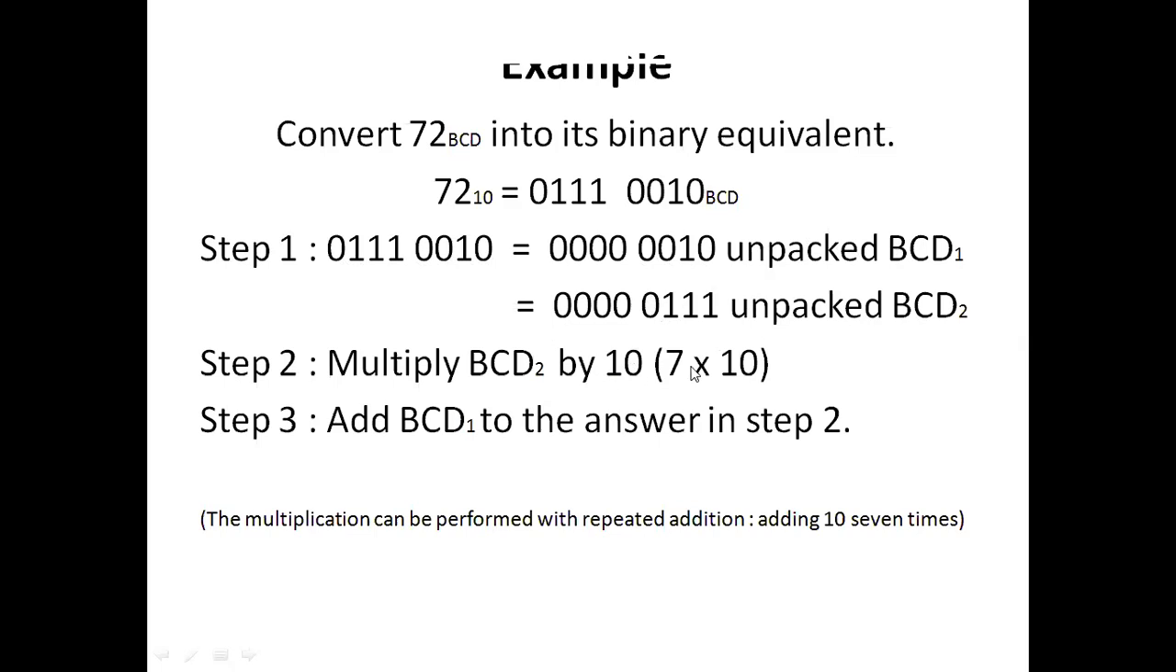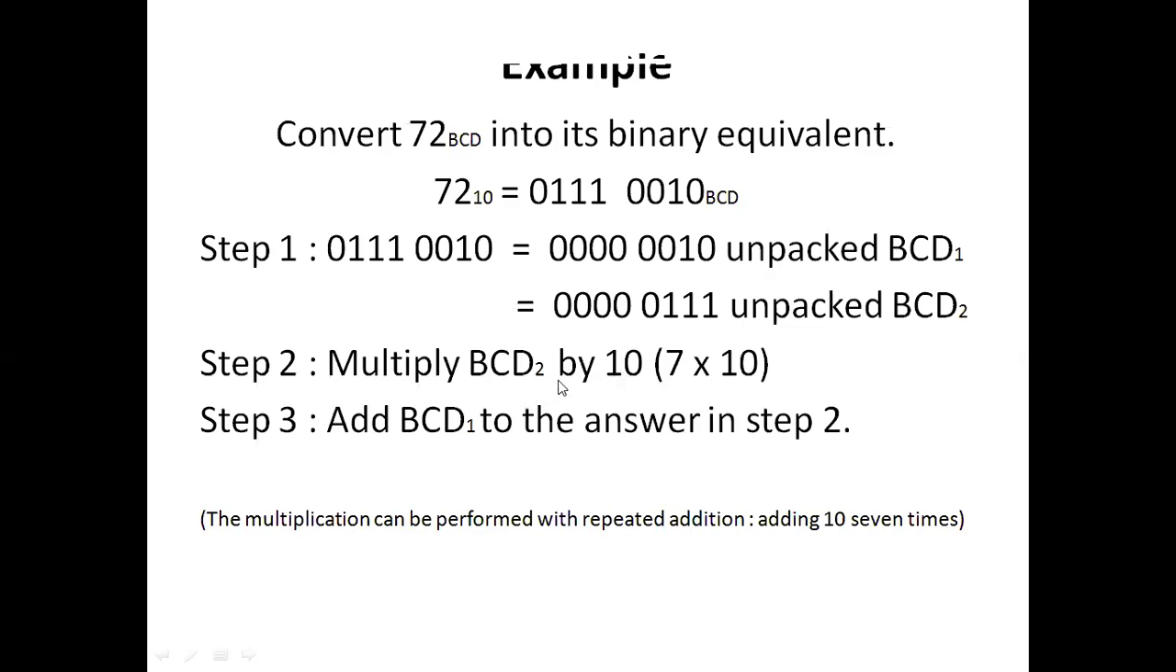Now multiplication can be done by the successive addition process. So 7 has to be multiplied by 10. So 7 will be added successively 10 times so that it will become 70. And then we are going to add the BCD1 to the answer. So this is the manual process of how we are going to convert a BCD number into its binary equivalent.